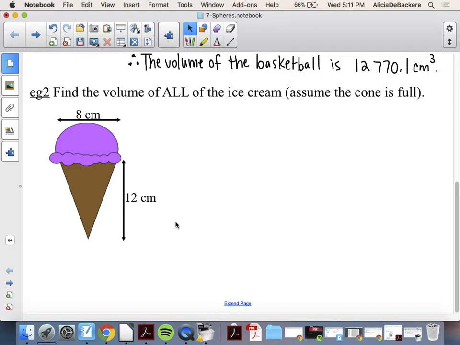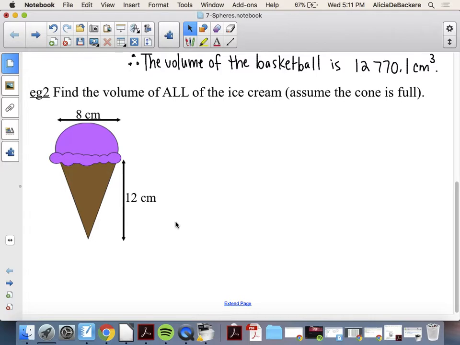So this one tells me to find the volume of all of the ice cream, and I get to assume that the entire cone is filled up with ice cream, plus there's that scoop of ice cream on the top. So there's two pieces here that I need to find the volume of, the scoop on top and all the ice cream inside.